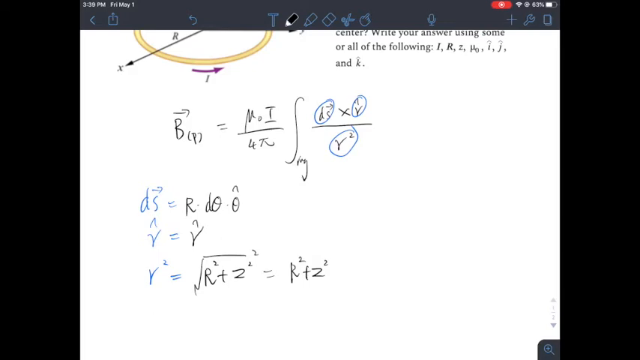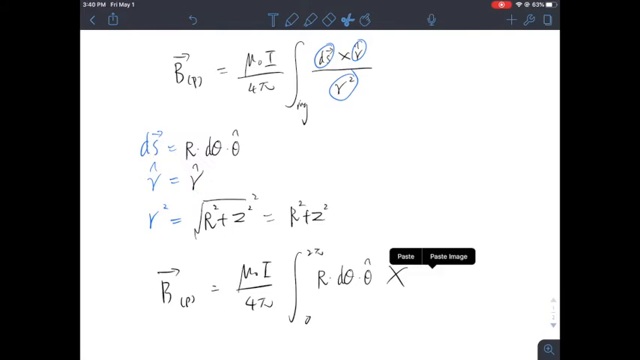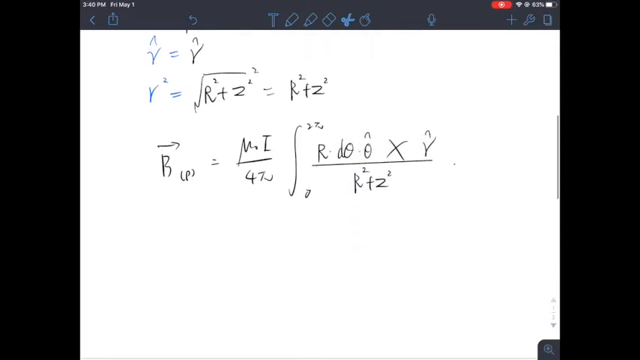So now we have our components written out in polar coordinates. Now let's plug it back into our equation and integrate from 0 to 2 pi since our integration variable is theta, and it's a closed ring. So let's just copy and paste them in. We have ds cross product times r hat divided by r squared. Okay, now let's integrate this part. But first, let's solve for the cross product.